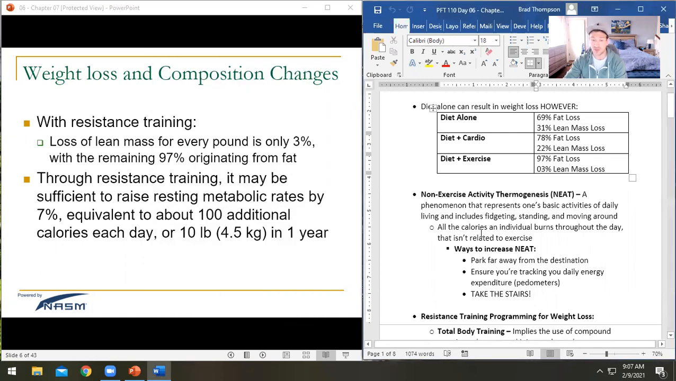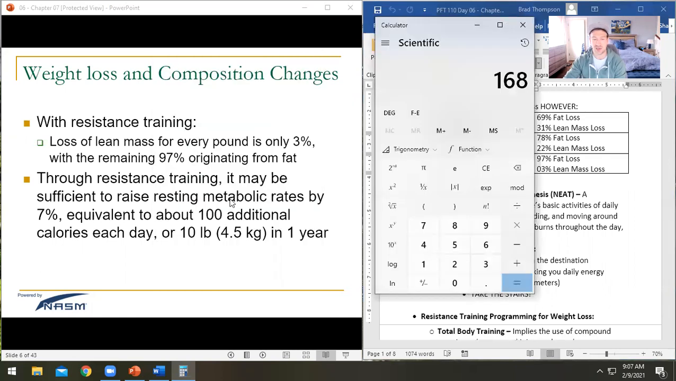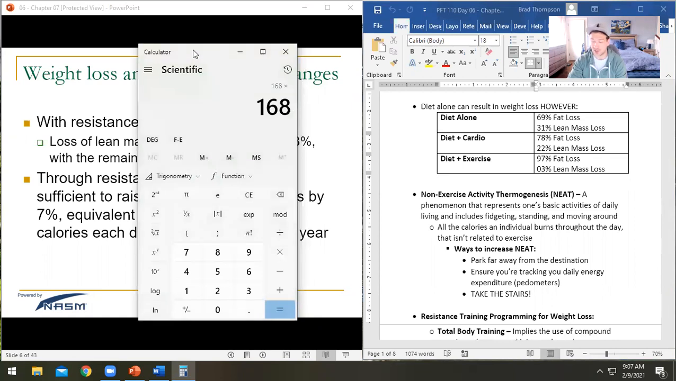It's pretty freaking good, right? So that's kind of what we're looking for. And for everybody, 168 calories, right? They're showing this over the course of a year here. 168 every day times 365 days a year, that's 61,320 calories, 3,501 pounds of fat. That's 17 extra pounds of fat loss.